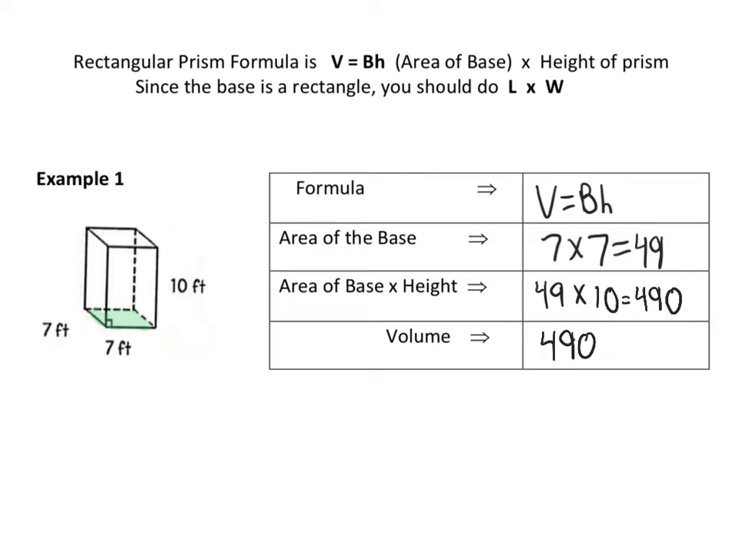Now with volume, just like area, it has a different label at the end. So for area, it is feet squared. For volume, it would be feet cubed because it is a 3D shape. So you have to have that little feet cubed for each answer.